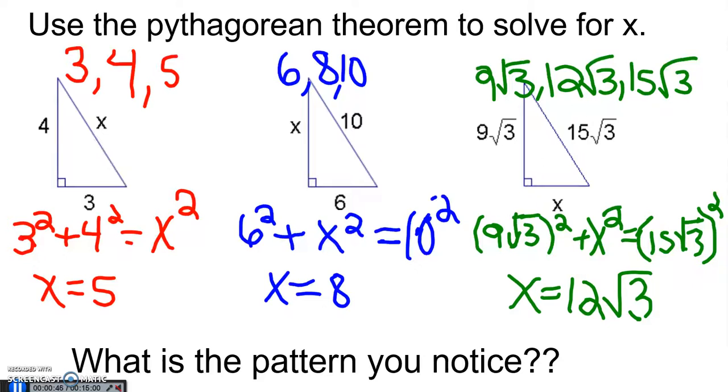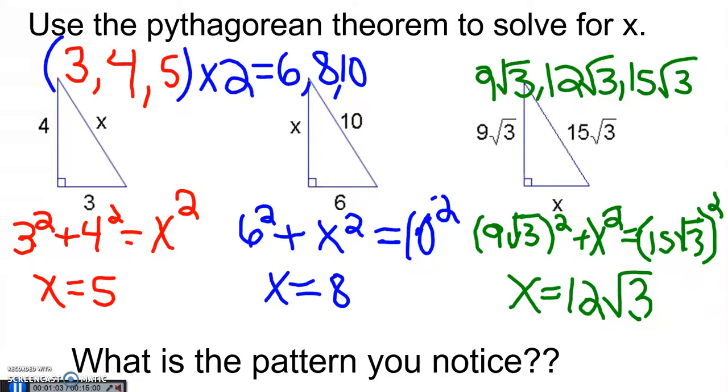Comparing these two, we might notice that if you just multiply the first group by 2, you get the second group. If we took everything in here and multiplied it by 2, that will give us our 6, 8, 10. So this is just a multiple of 3, 4, 5.